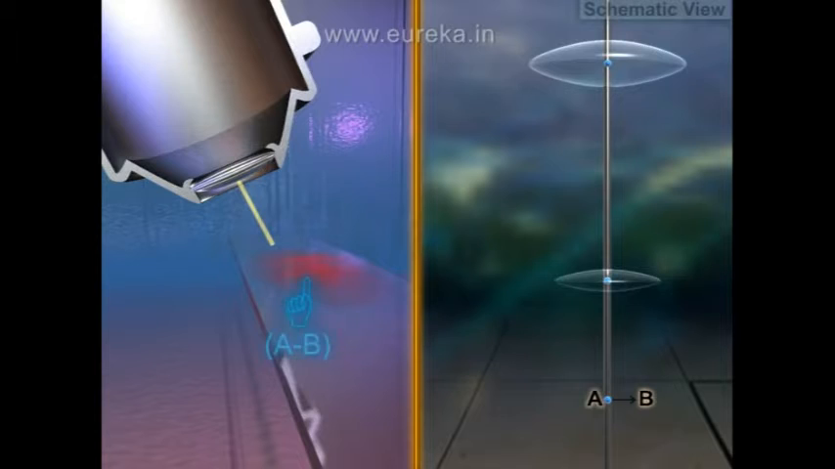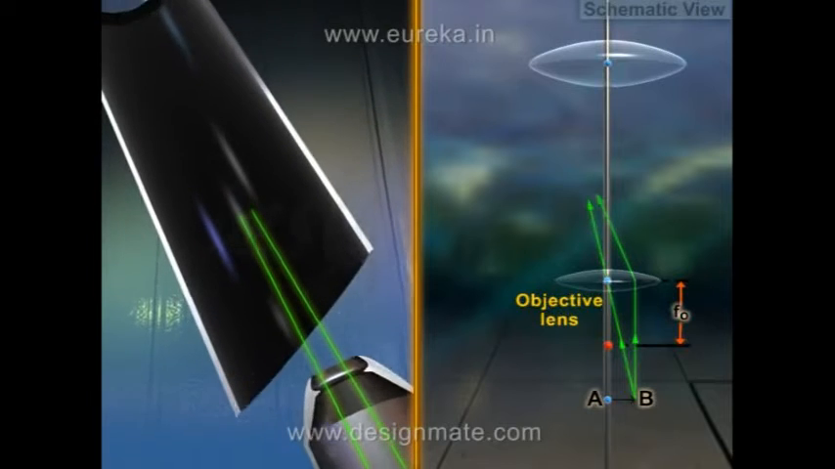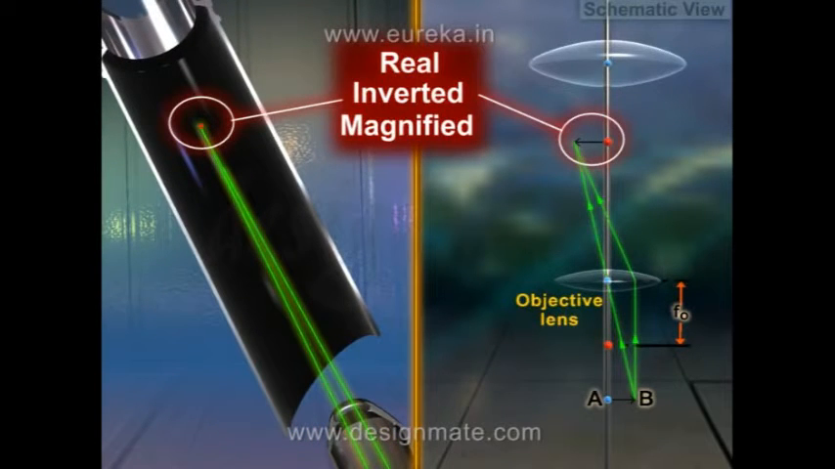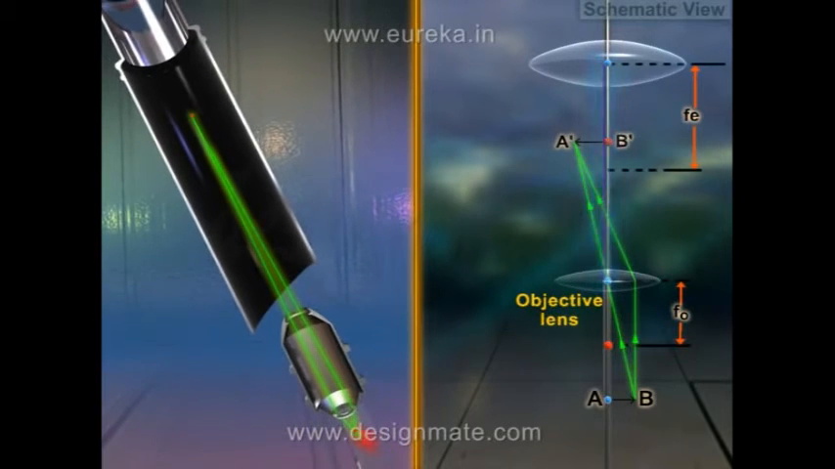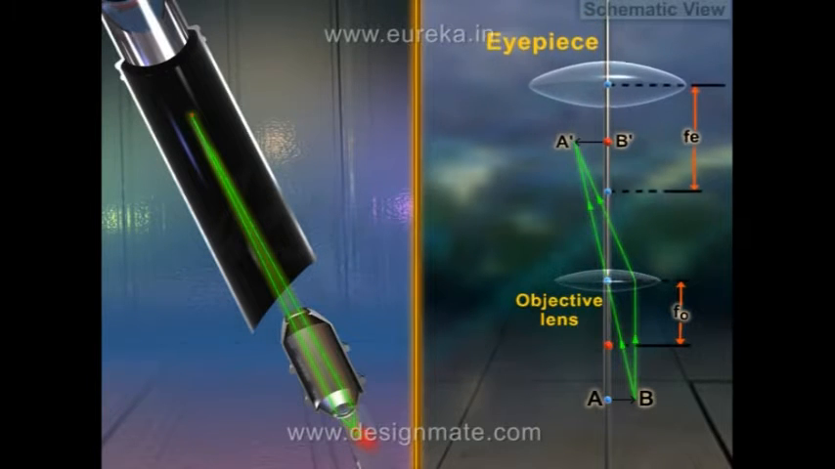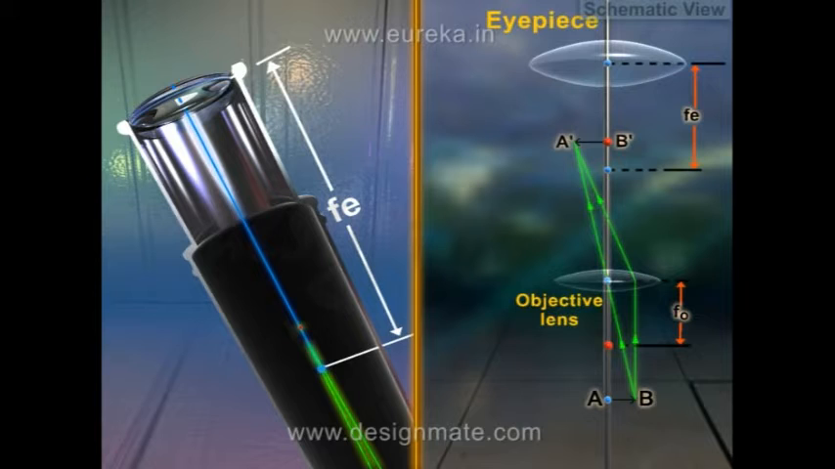Let AB be an object placed just outside the focal length, FO, of the objective lens. Here we can see a real, inverted and magnified image, A'B', produced on the other side of the objective lens. Now, the separation between the objective lens and the eyepiece is adjusted in such a way that image A'B' falls within the focal length FE of the eyepiece, as you can see here.